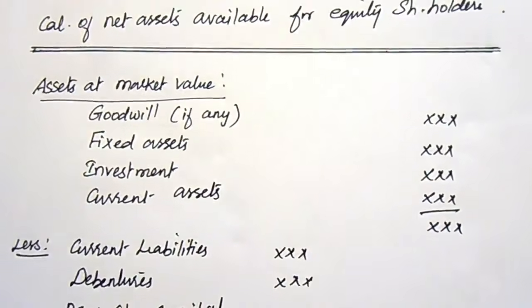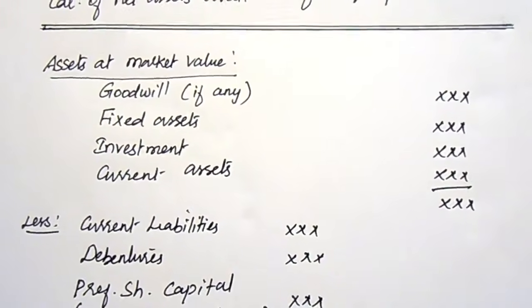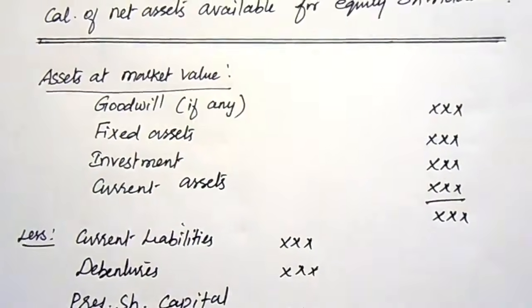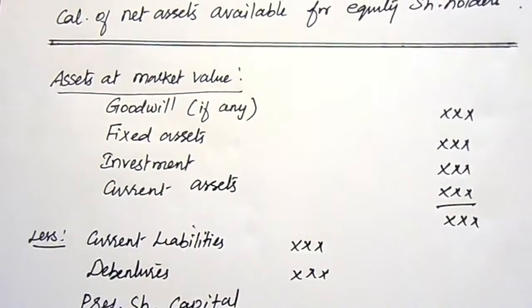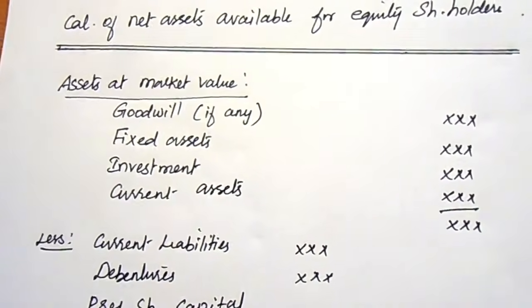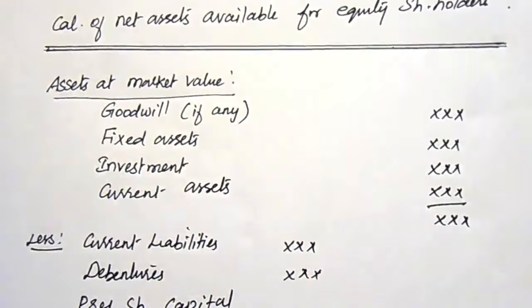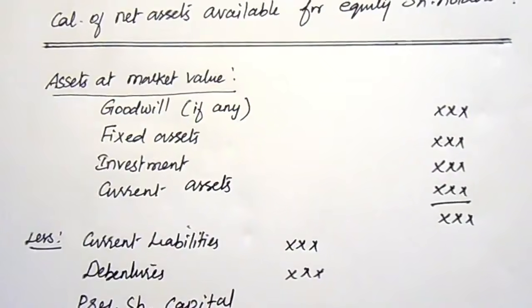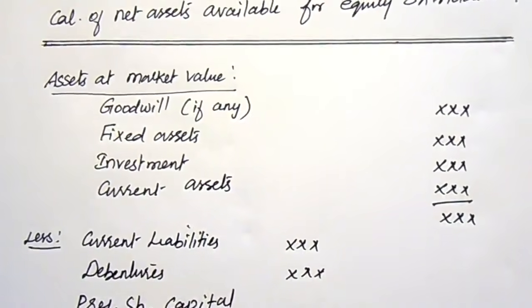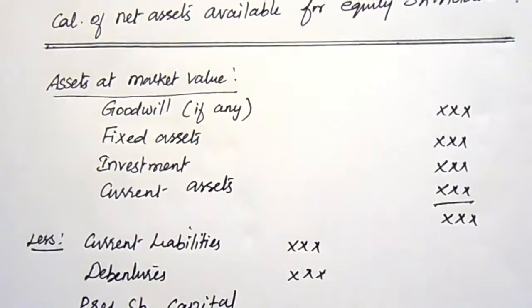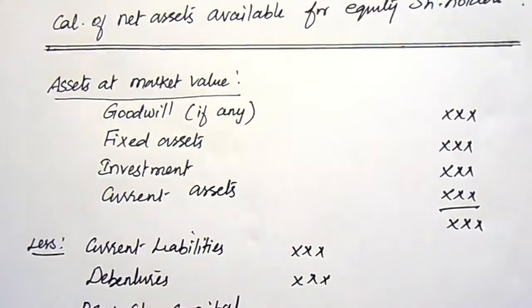The next one is preliminary expense. Preliminary expense means the expense incurred at the time of establishing a new company. A huge expense will be incurred at the time of establishing a new organization. So that amount will be considered as an asset, that is a fictitious asset, shown under the asset side, and every year gradually that amount will be written off.